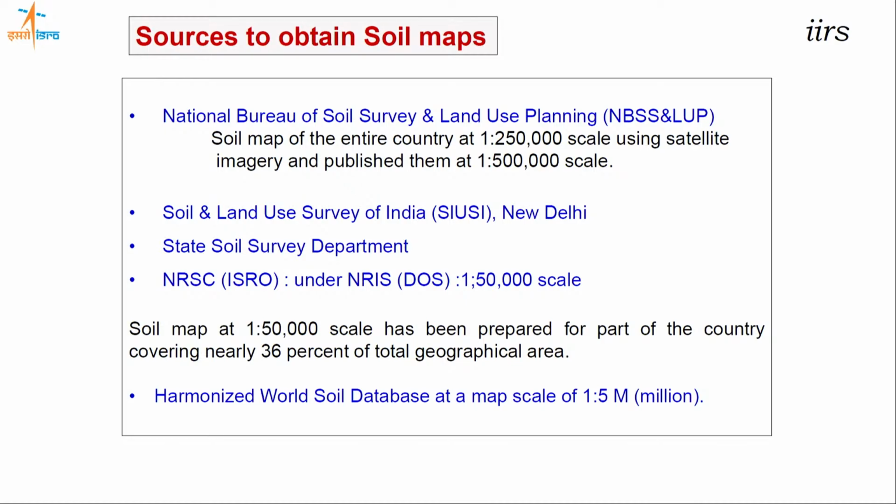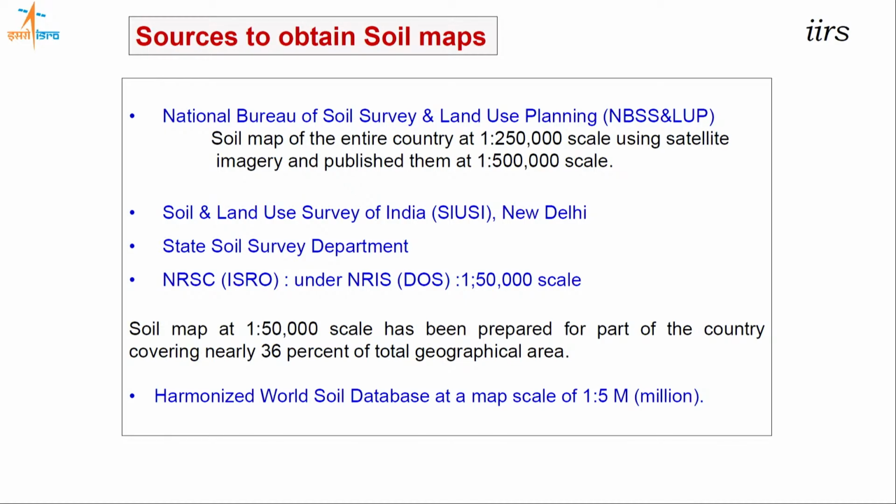It means the study was carried out at 250,000 scale, and publication of the map is at 1 to 500,000 scale. Another source is the Soils and Land Use Survey of India, located in New Delhi. The third option is the state soil survey department. Every state has its soil survey department, and you can obtain the soil map from there.